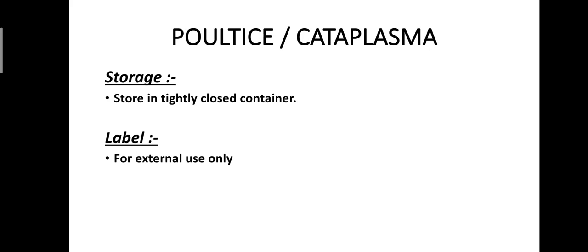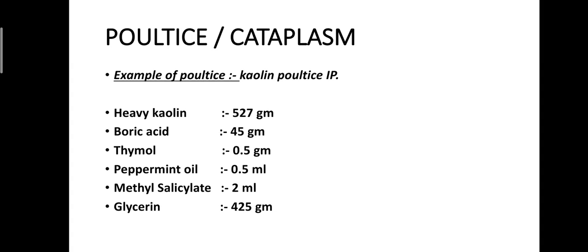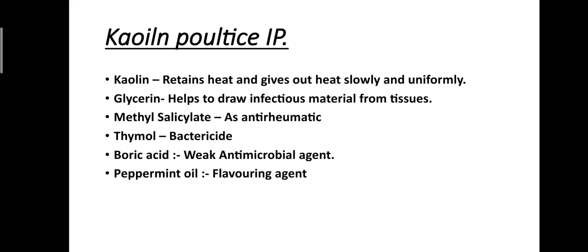Storage of poultices: store in a tightly closed container, label for external use only. Example of poultice: kaolin poultice IP. Contents of kaolin poultice: heavy kaolin 5 to 7 gram, boric acid 4 to 5 gram, thymol 0.05 gram, peppermint oil 0.5 ml, methyl salicylate 2 ml, and glycerin 425 gram. These are the ingredients in kaolin poultice IP.